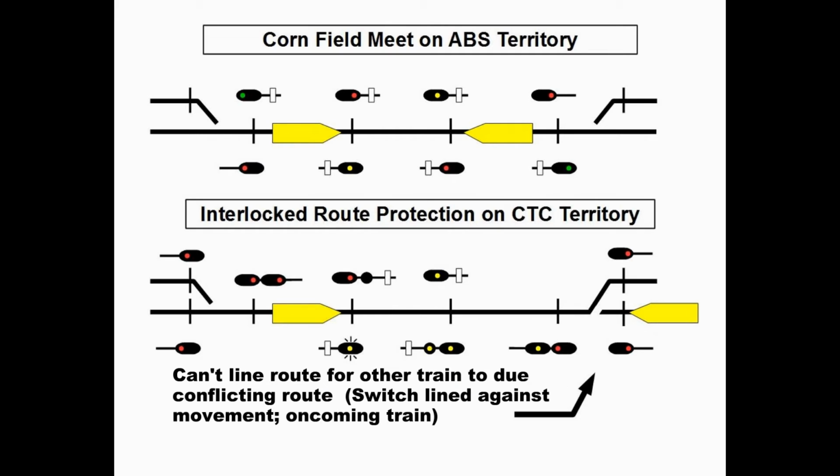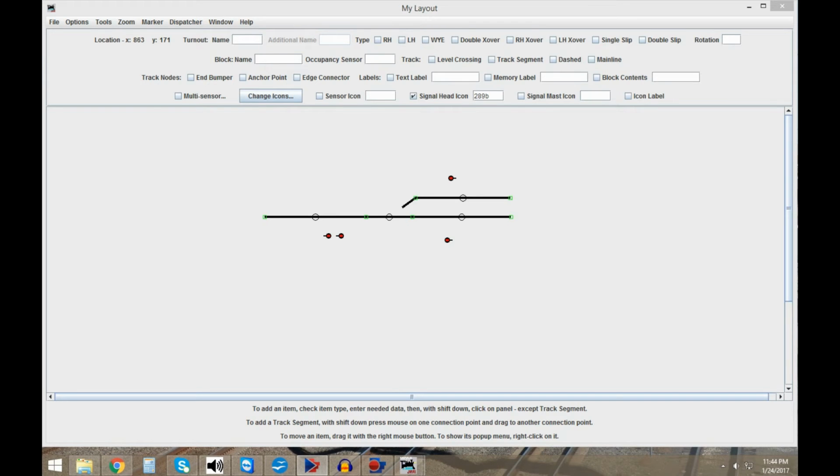Signals located between control points are called intermediate signals. These signals are automatic, changing their aspect based on track and signal conditions ahead, and default to their least restrictive aspect. They are not controlled by the dispatcher and can usually be identified by a number plate fixed to their mast. As we start to link our signal heads to the track in the Layout Editor window, they too will default to their least restrictive aspect and operate as automatic signals.